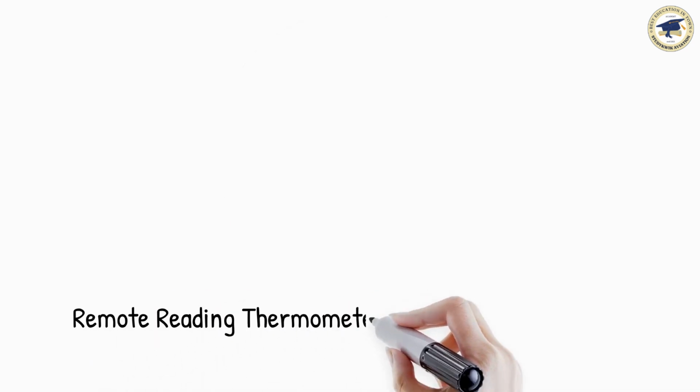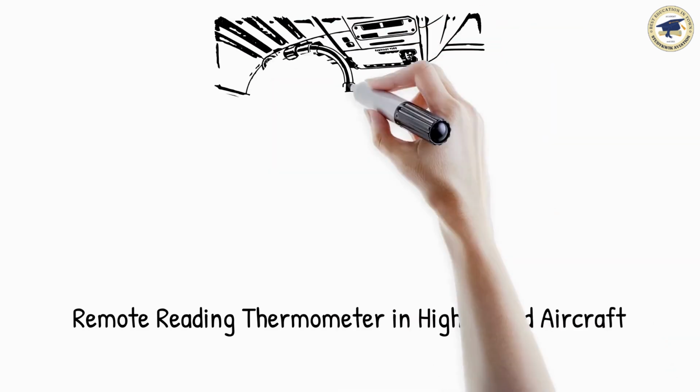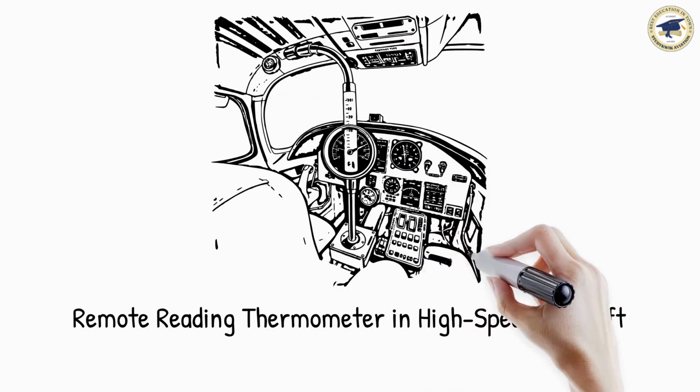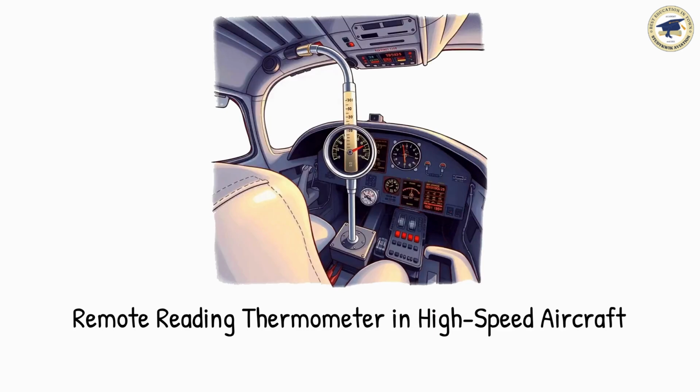Remote reading thermometer. Example: modern high-speed aircraft use platinum resistance thermometers. Platinum is used because its electrical resistance changes predictably with temperature. The probe contains a platinum wire coil. As temperature changes, resistance changes. This resistance is measured electrically, and the result is displayed on cockpit instruments. Advantage: more accurate and can be corrected for errors. Limitation: still subject to heating errors. Needs correction.